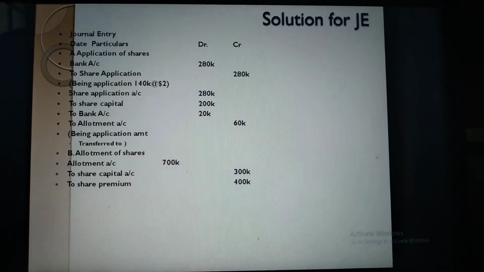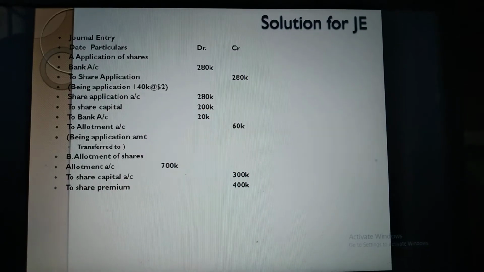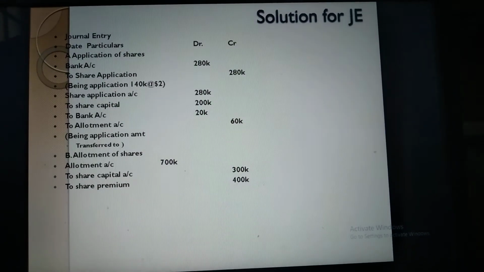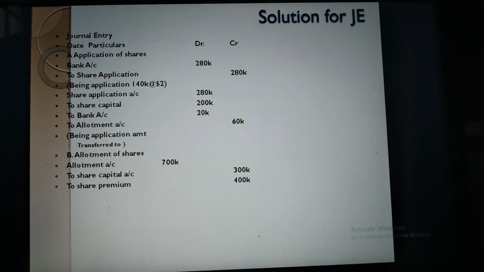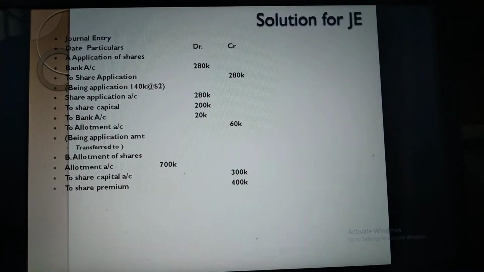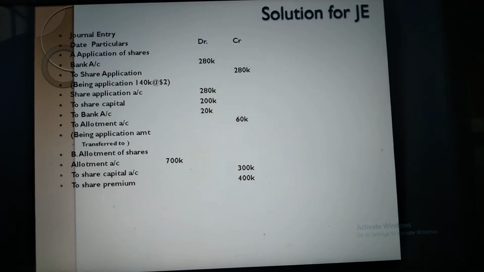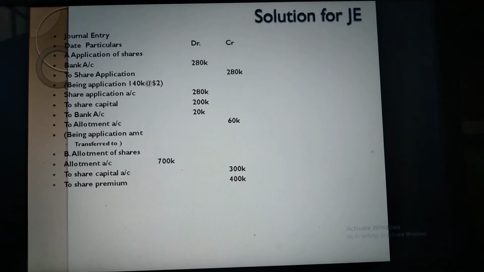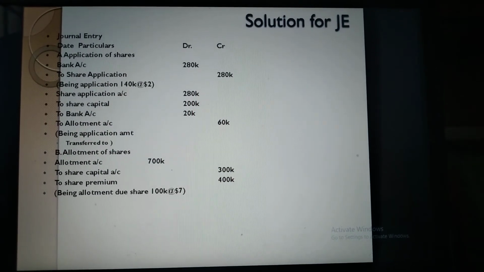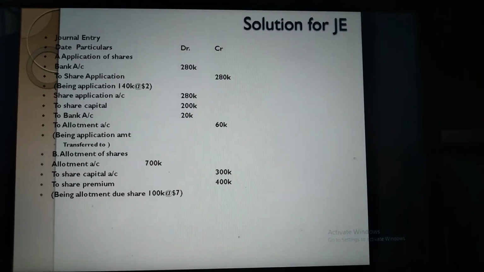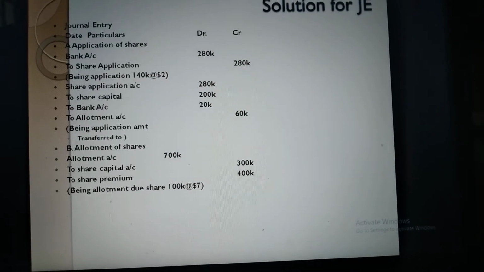Now how do we get this? You realize the face value of the share is 10 shillings per share, but when they issued this share, it was worth 14. So you say face value is 10, market value is 14. 14 minus 10, you get 4. So 4 times 100,000 shares, you get 400,000.